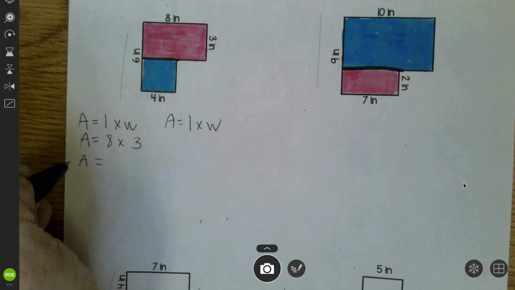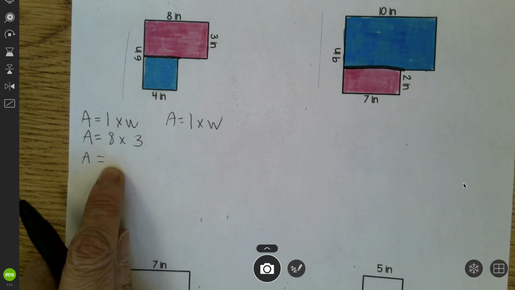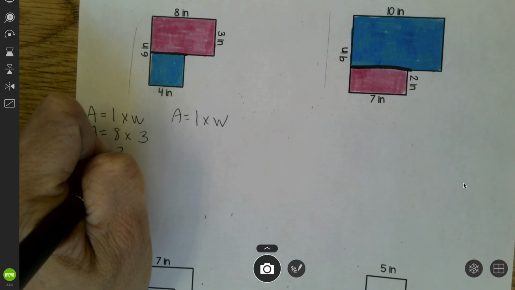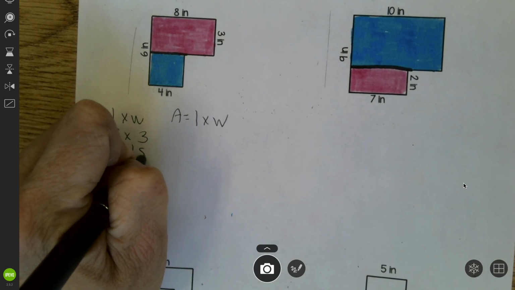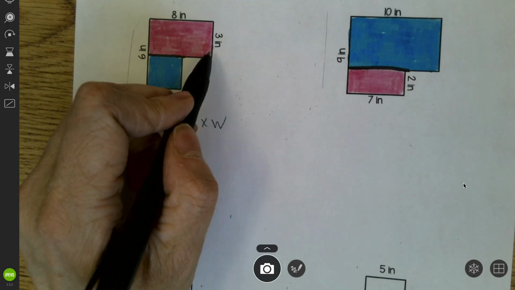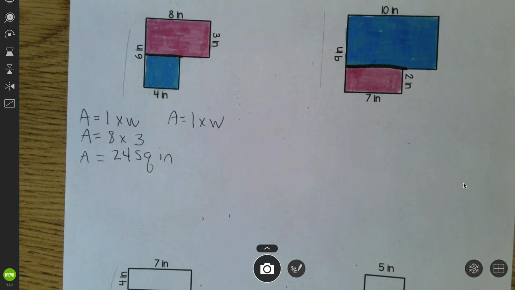Area equals, and we are going to skip count 3 times. 8, 16, 24, stop. Remember, we start with our fists down as we skip count 1 finger at a time until we have 3 fingers up. It's 24 square inches because area is measured in square units, and the unit here are inches, IN.